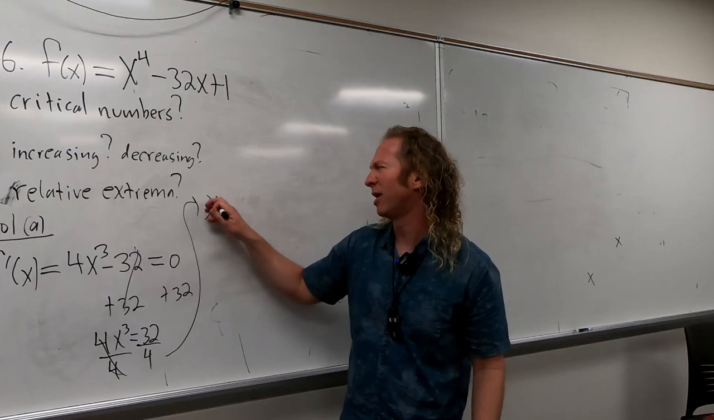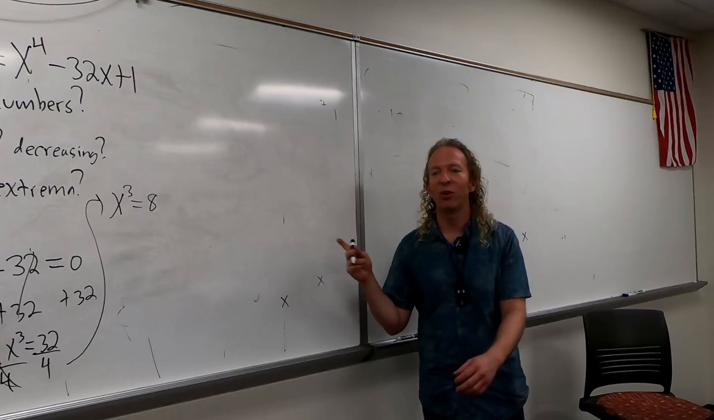Well, kind of. X cubed equals 8. How do you get rid of the 3? What root do you take on both sides? The cube root. Yeah, very good. So take the cube root.